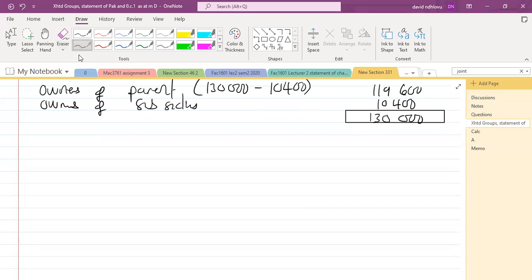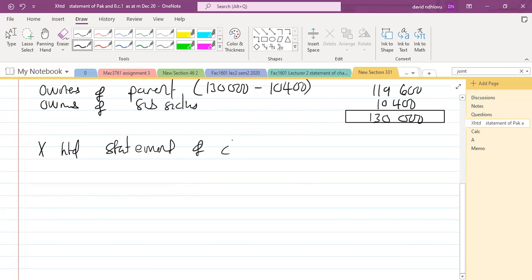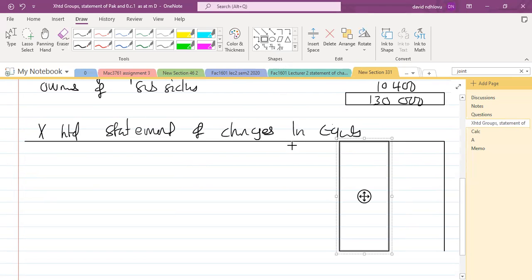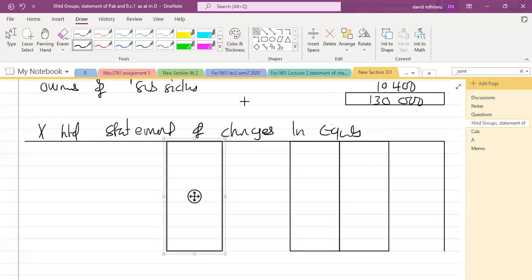Then we go to X Limited, statement of changes in equity. What makes up equity in this company? We are going to have the total, we have NCI, then we have another total. Then we are going to have two columns here. In these columns, we are going to highlight the items of equity.